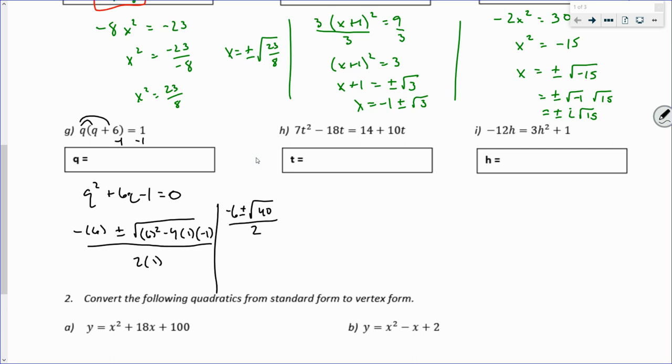Now the issue is we want simplified radicals, so that's the same as square root of 4 times square root of 10 over 2, which makes it negative 6 plus or minus 2 root 10 over 2. Now the next thing you're going to have to notice is that's divisible by 2, this is divisible by 2, and this is divisible by 2. So I'm going to go ahead and divide everything out to make it this. Notice it doesn't change what's under the radical.